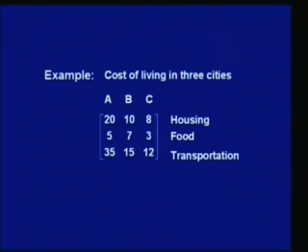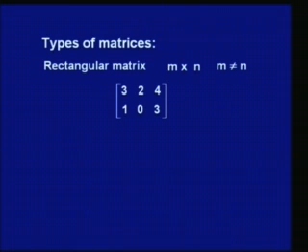Now, we have types of matrices. This classification is done on the basis of the shape a matrix has. A rectangular matrix is one where the number of rows and number of columns are different, that is, m is not the same as n. For example, in this matrix we have 2 rows and 3 columns. So, m is not the same as n.